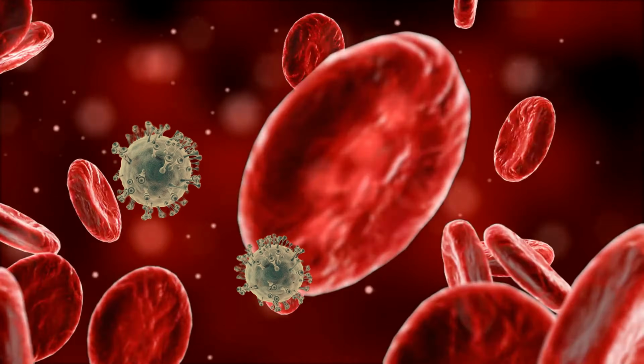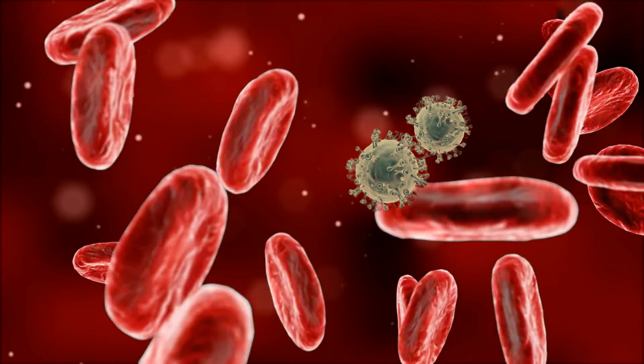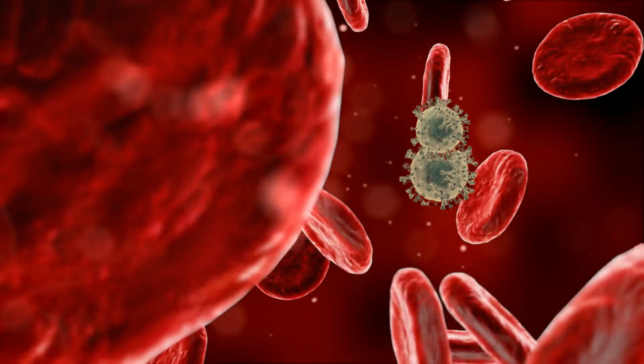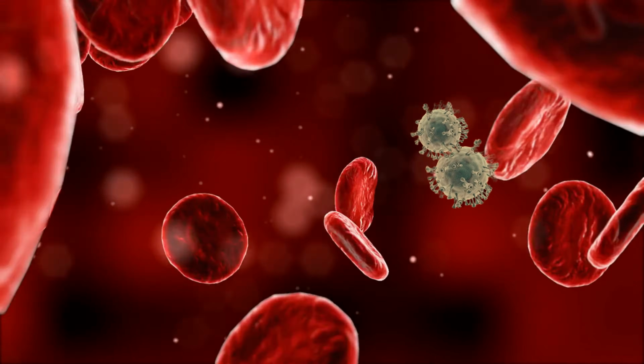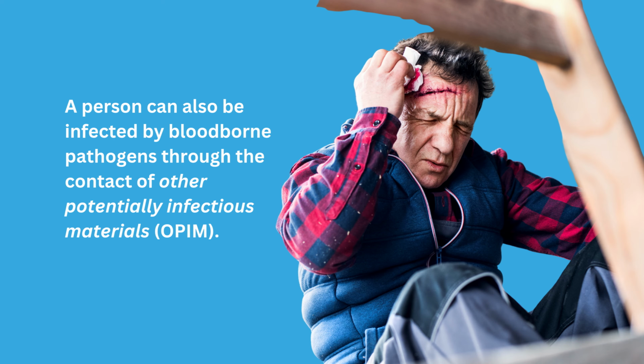Bloodborne pathogens are microorganisms, such as viruses or bacteria, that if present in blood, can cause disease or illnesses in humans. These pathogens can be transmitted from an infected person to a healthy person by contact with infected blood or other bodily fluids. Additionally, a person can be infected by bloodborne pathogens through the contact of other potentially infectious materials, or OPIMs.